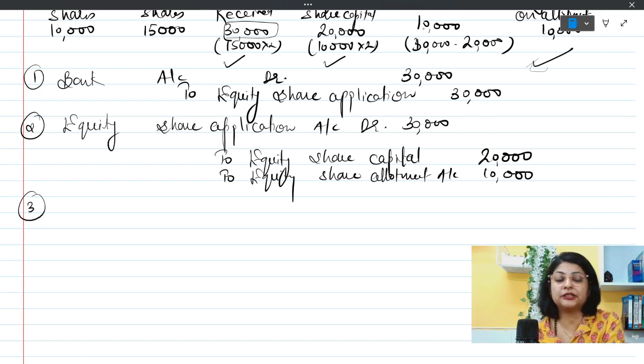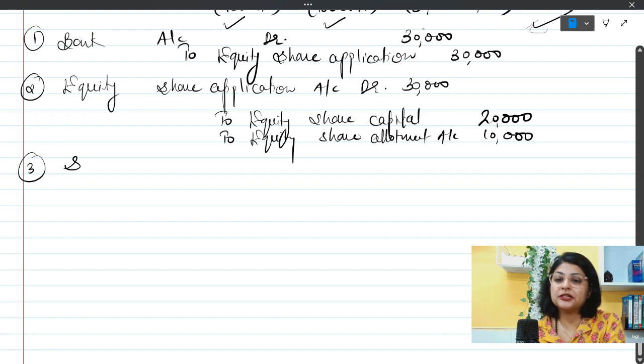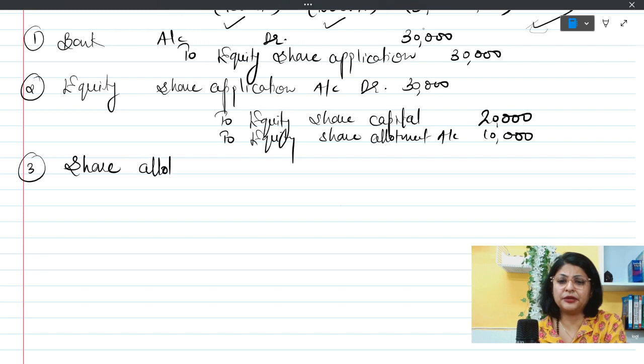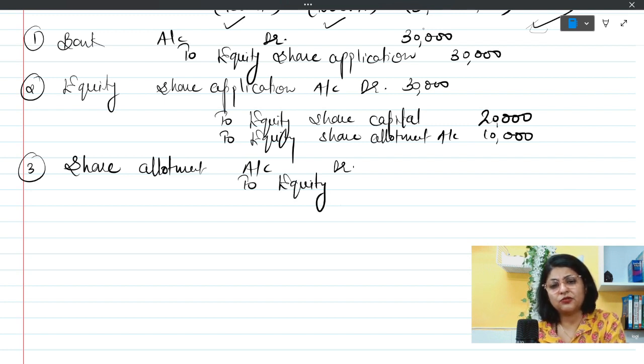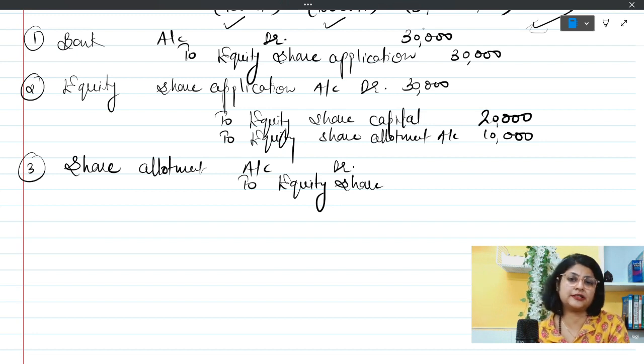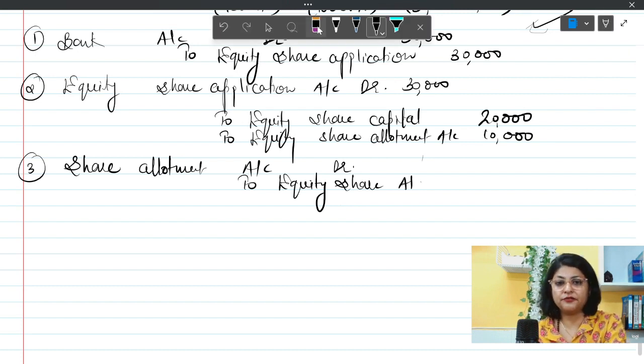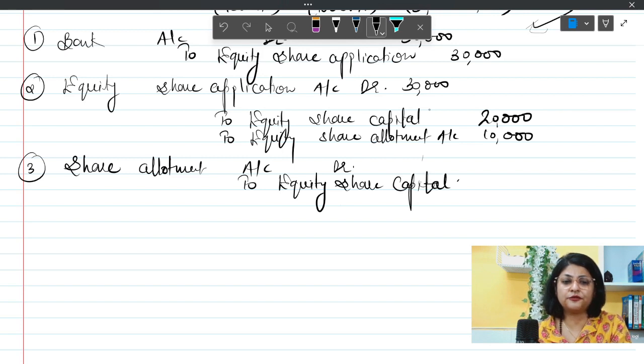What is the fourth entry? Our third entry is allotment money getting due. So here let's see how do we pass allotment money getting due. Share allotment account debit to equity share capital, and here only the allotted number of shares should be multiplied with the allotment money. This we have learned in the previous case also, where the rejection is done. So the impact of oversubscription is going to come only in the first entry, where you multiply with 15,000. Here the multiplication will be done with 10,000 shares. 10,000 multiplied by 3 rupees was allotment money.